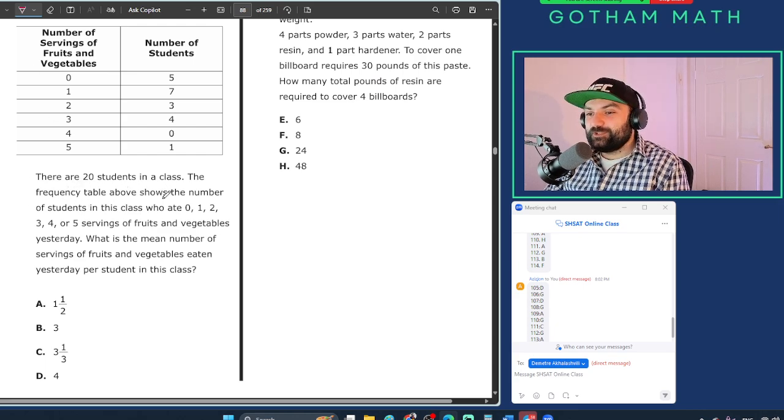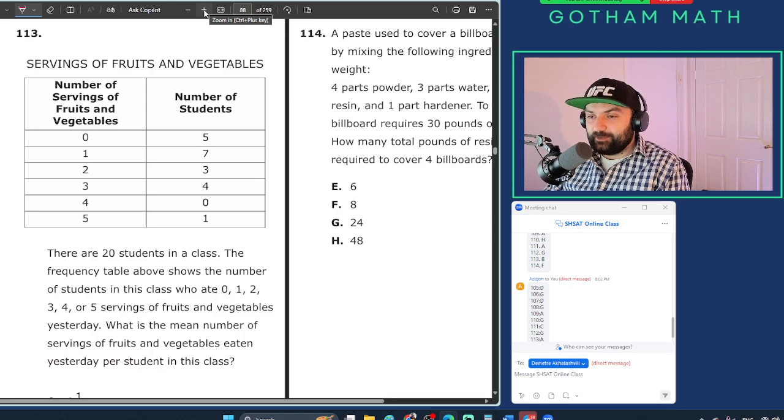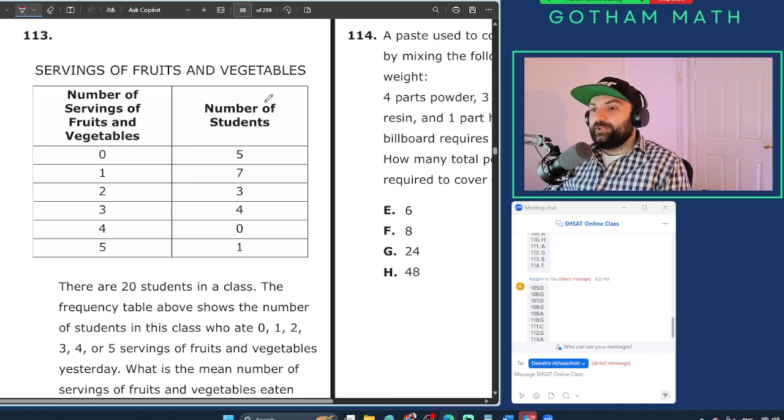There are 20 students in the class. The frequency table above shows the number of students in the class who ate 0, 1, 2, 3, 4, 5 servings of fruits and vegetables yesterday. What is the mean number of servings of fruits and vegetables eaten yesterday per student in the class? Dmitry, it actually is an easy question if you know how to do it. Do you know how to do it? Maybe, maybe not.